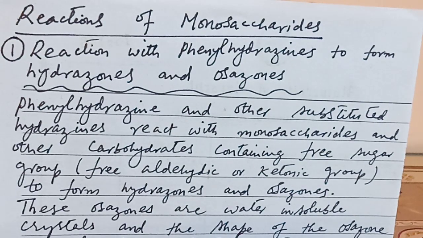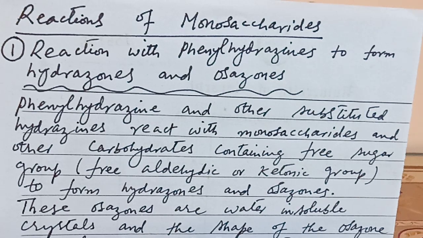Now, students, I am starting the reactions of monosaccharides. First, here we will study the reactions of monosaccharides with reference to glucose sugar. The first reaction is the reaction with phenylhydrazines to form hydrazones and osazones. You will also perform this chemical reaction with monosaccharides in your practical lab in BSc Part 1 Paper 1.